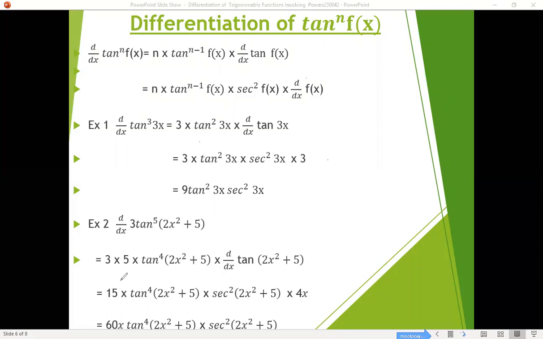So it's 15 tan to the power of 4 into bracket 2x squared plus 5 multiplied by the derivative of tan of the function, it's sec squared of the function, multiplied by the derivative of the function, which is 4x. So the final answer, it's 60x tan to the power of 4 2x squared plus 5 sec squared into bracket 2x squared plus 5.